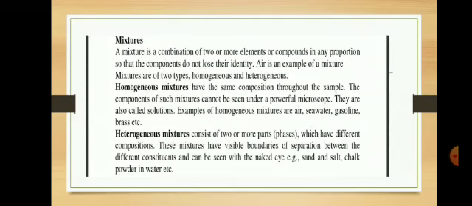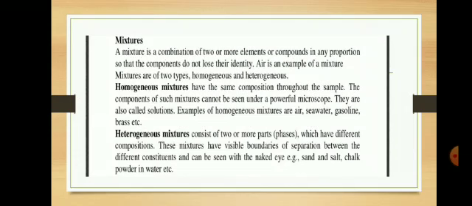Mixtures. A mixture is a combination of 2 or more elements or compounds in any proportion, so that the components do not lose their identity. Air is an example of a mixture. Mixtures are of 2 types, homogeneous and heterogeneous mixtures.